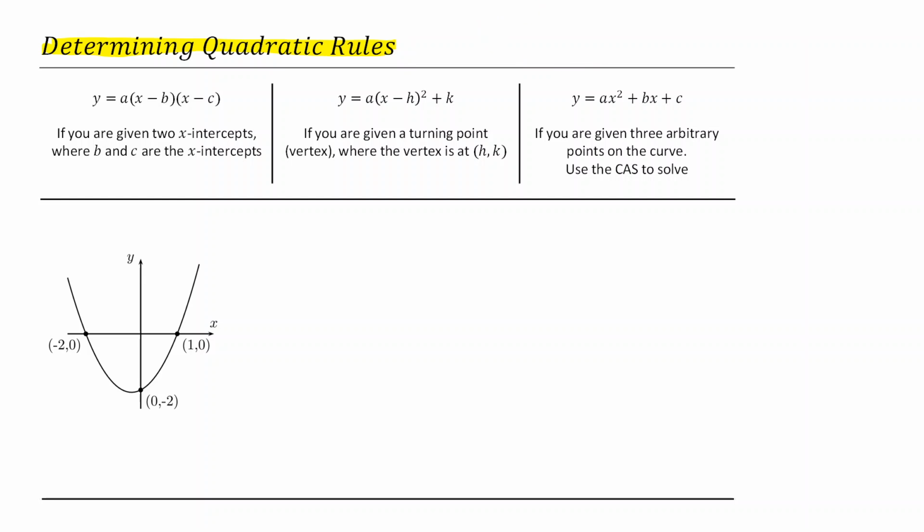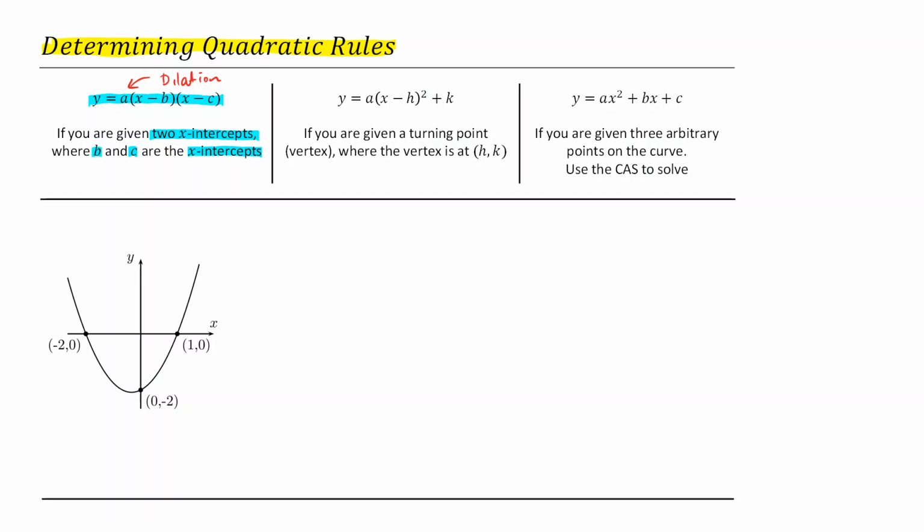So the first one is going to be this one right here. This is when you've been given two x-intercepts. So b and c here are the x-intercepts. You can also notice that we have this a. This a is my dilation factor. And we always have to remember to find what that a is going to be. So don't forget the a at the front. People often do forget that dilation factor.